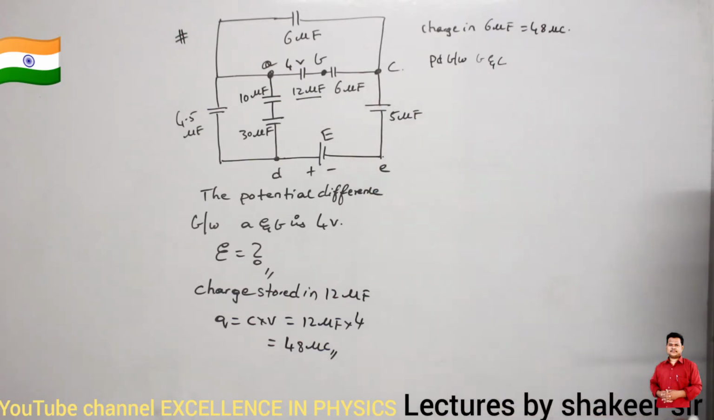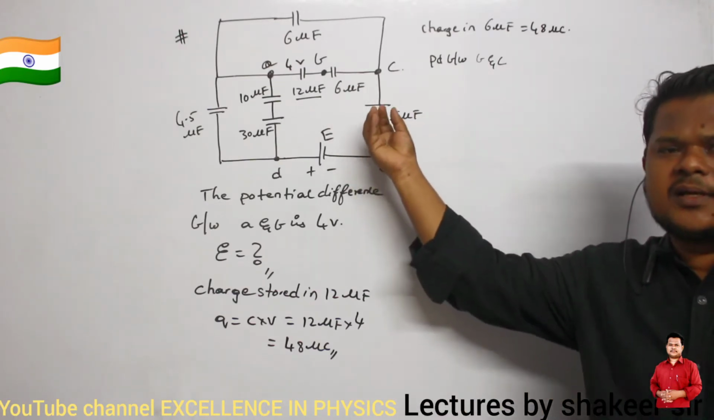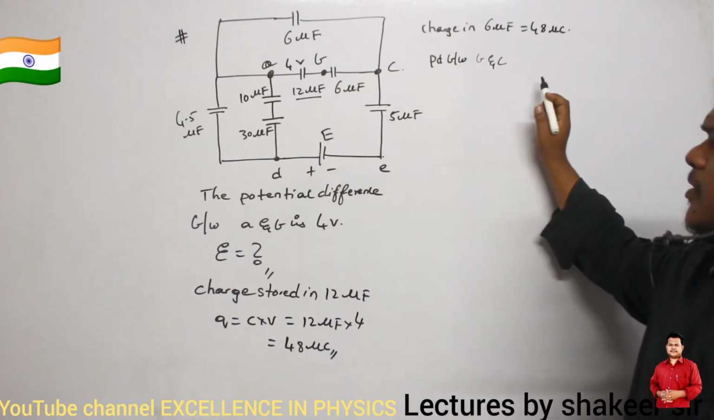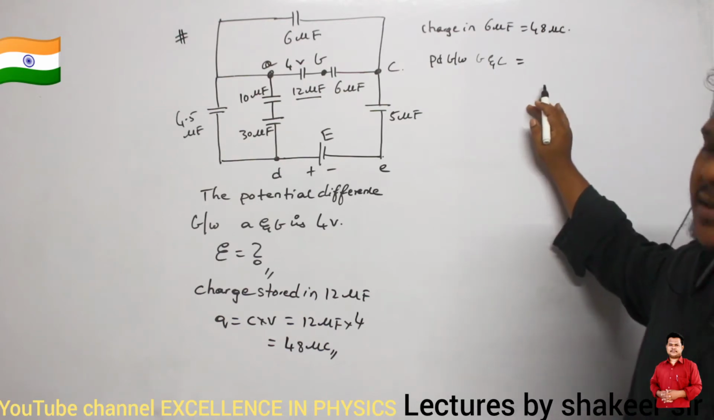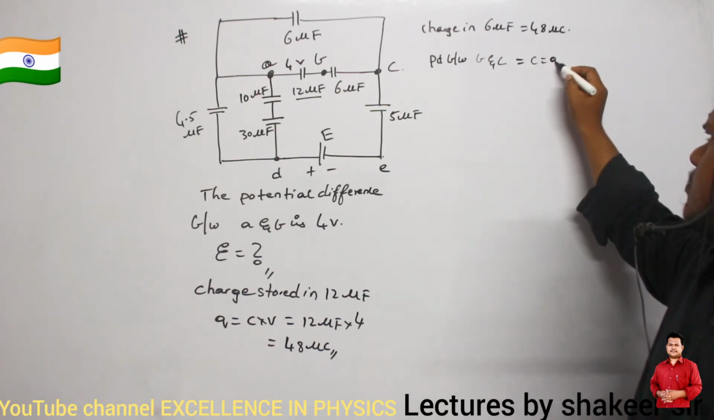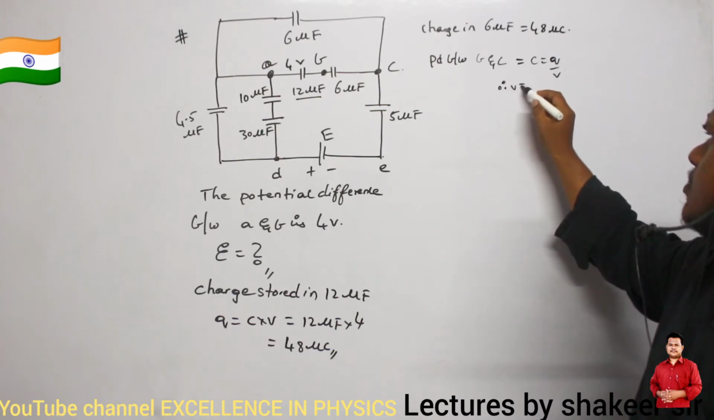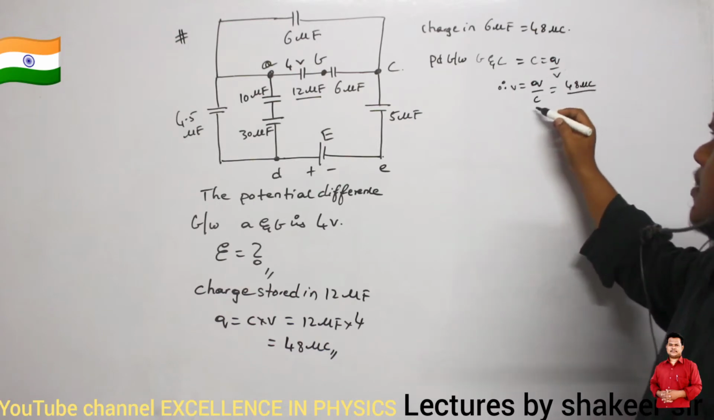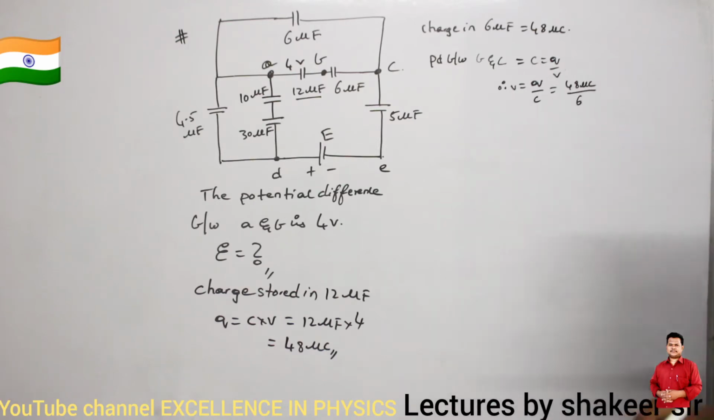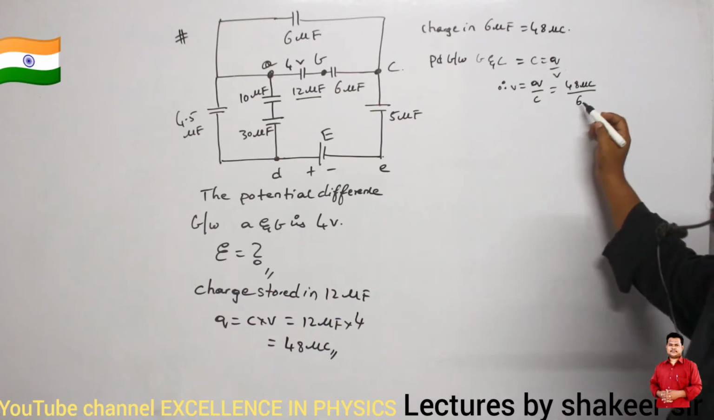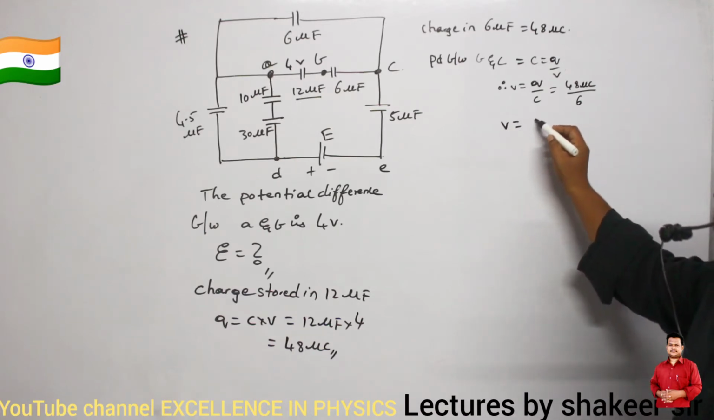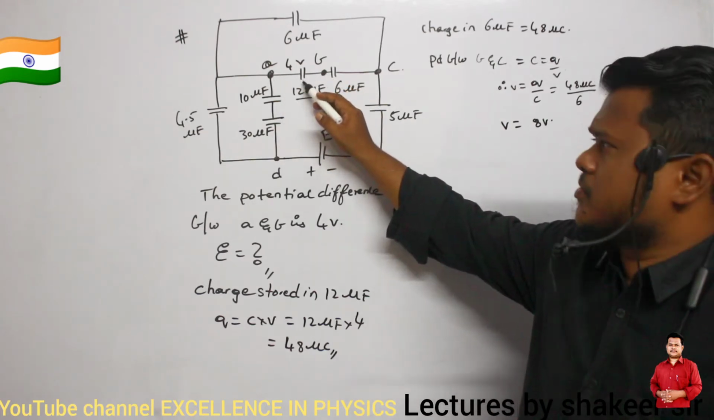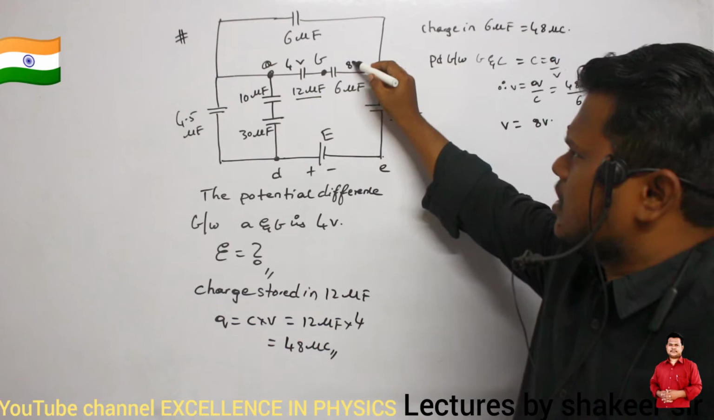Or what is the potential across the capacitor? How can I calculate the potential difference between B and C? C is equal to Q by V. So therefore V is equal to Q divided by C. Charge stored is 48 microcoulombs. Capacitance is 6. So 8 sixes are 48, potential is 8 volts. So from A to B, potential drop is 4 volts. From B to C, potential drop is 8 volts.